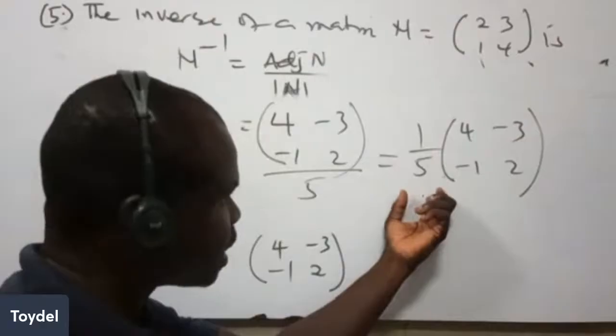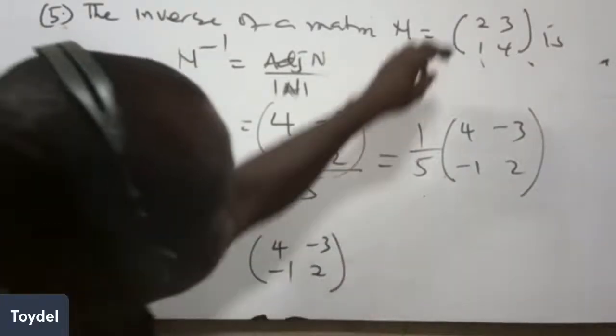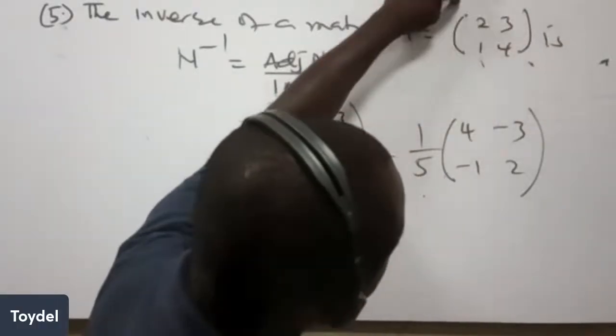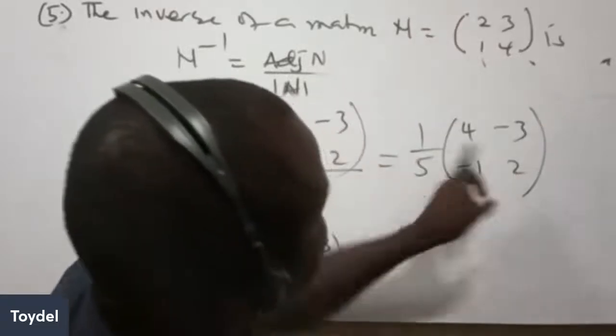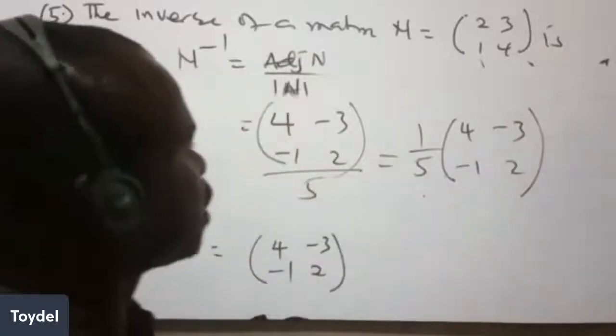Put 1 over 5 outside. Then this is what you do. You just interchange this leading diagonal. Bring 4 here, you bring this one here, you bring the second one here. Then introduce negative to this other diagonal. That's just it.